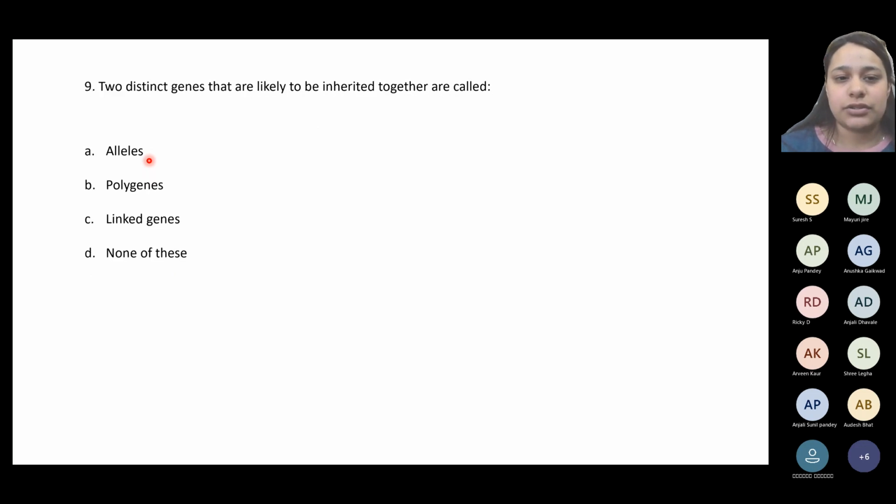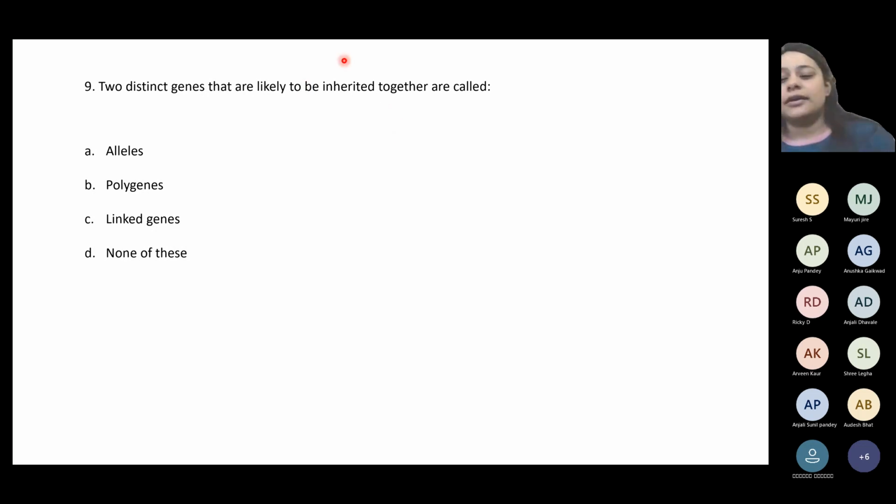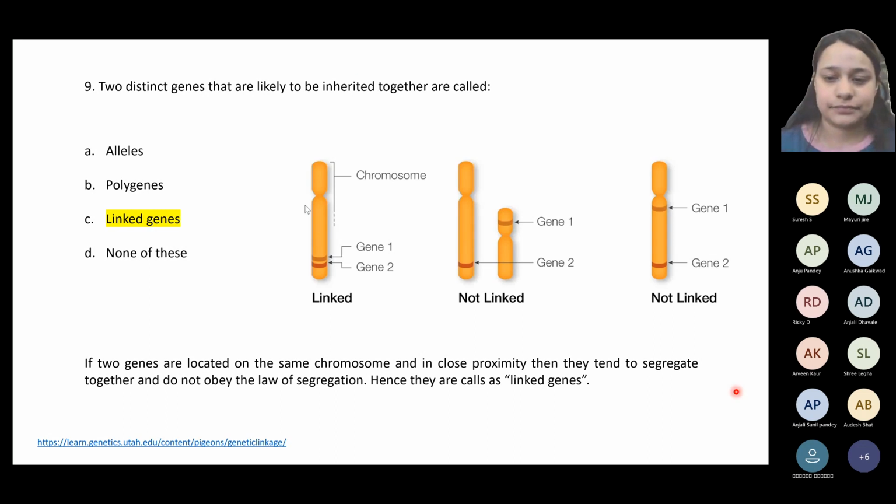So moving forward to question number 9, which says: two distinct genes that are likely to be inherited together are called which one of these? Alleles, polygenes, linked genes, or none of these? Which one of these do you think is the correct option? While discussing one of the questions, I think I've already given away the answer. So we'll just see what it is.